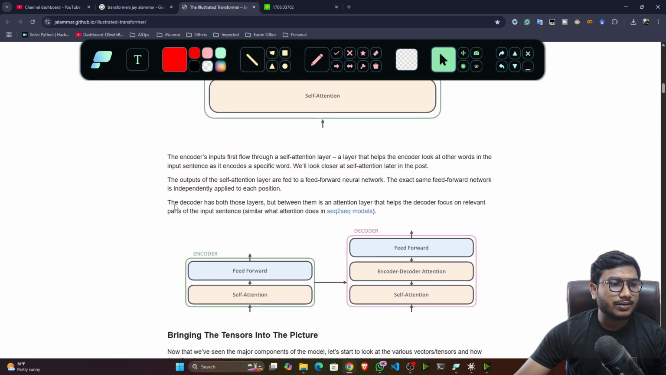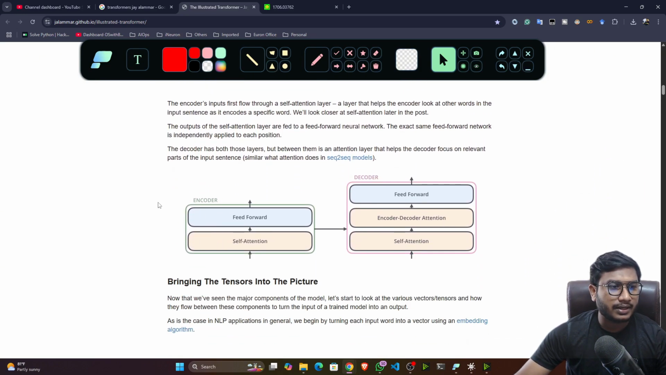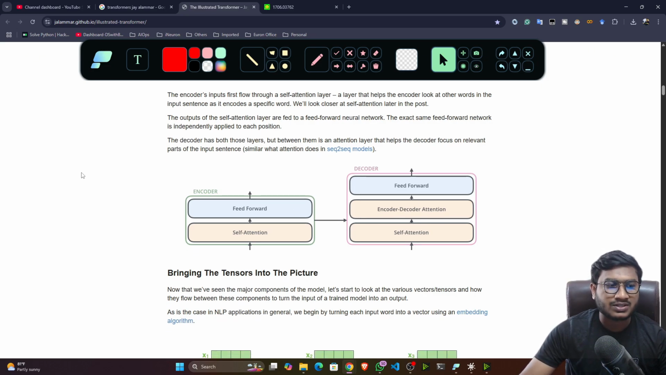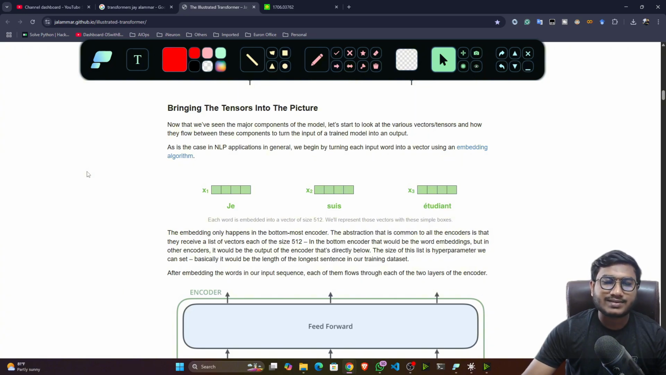Now you can see this is the overview. In the encoder layer we have self attention and feed forward, and in the decoder we have self attention, encoder-decoder attention and feed forward. Now what is encoder-decoder attention? After explaining self attention, I'll talk about this part, but you can consider they're combining the encoder and decoder attention together and using it inside the decoder. This is another layer they're using inside the decoder. That's it.